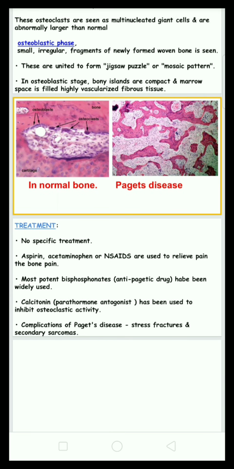There is no specific treatment; treatment is to avoid the pain. NSAIDs and aspirin are used to relieve the pain. Bisphosphonates are also used. Why? Because bisphosphonates help prevent osteoclastic activity, so the most potent bisphosphonates are used. Calcitonin is also used, as calcitonin stimulates the osteoblasts. Sometimes Paget's disease leads to stress fractures and secondary sarcomas.